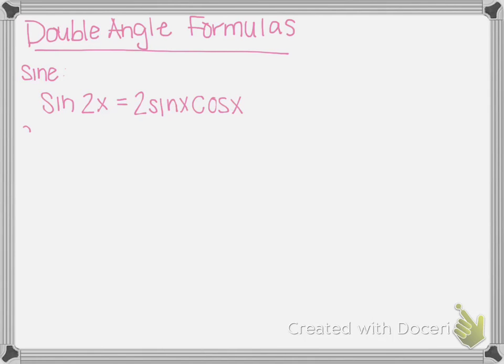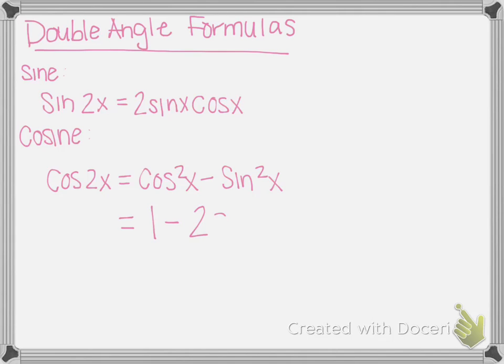Now we're going to go into our cosine. So for cosine, we have cosine of 2x. Now this one's going to have three different ones. Okay, so we have cosine squared x minus sine squared x. Okay, that's one of them. Or we have 1 minus 2 sine squared x. And our last one is 2 cosine squared x minus 1.